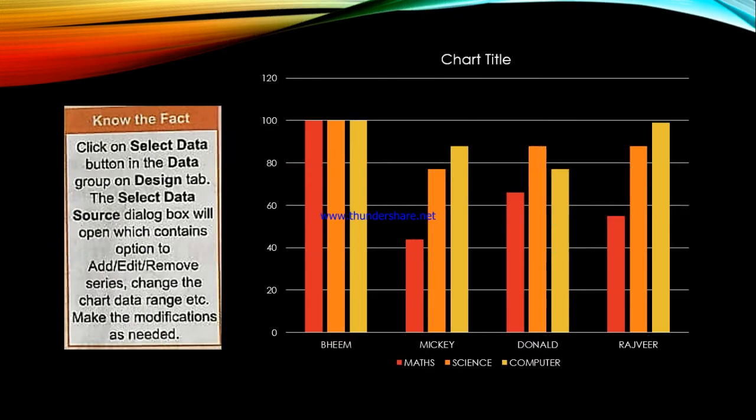Know the FAQ. Click on the select data button in the data group on the design tab. The select data source dialog box will open, which contains options to add, edit or remove the series, change the chart data range, etc. Make the modifications as needed. That I already showed in the video.